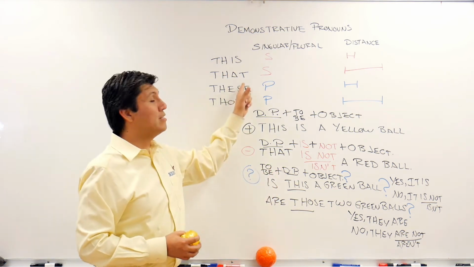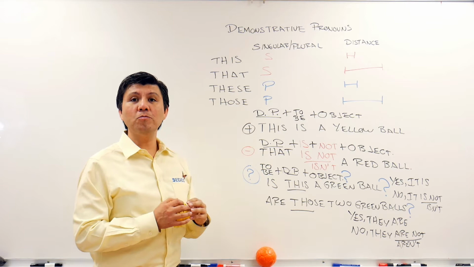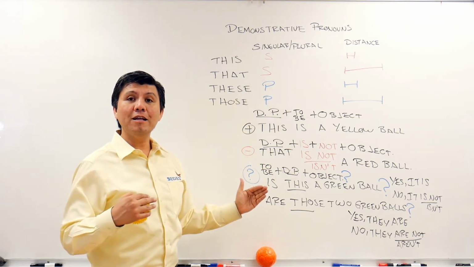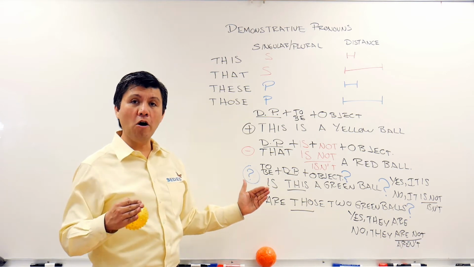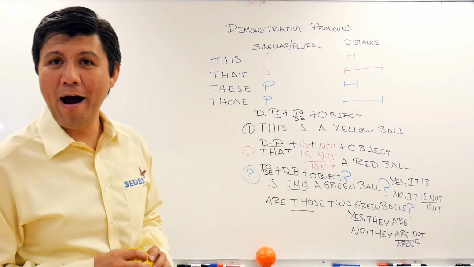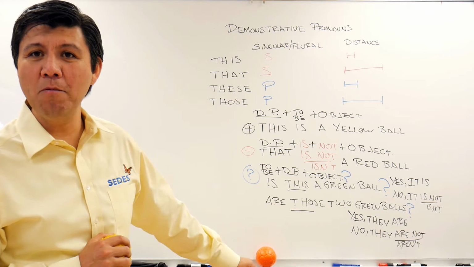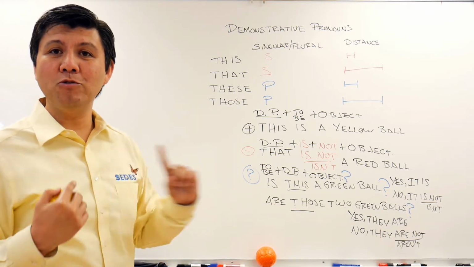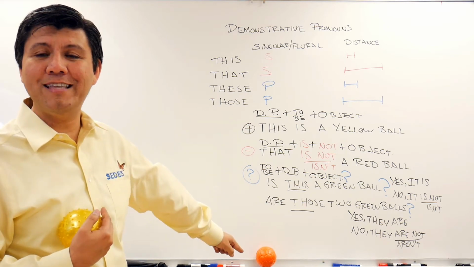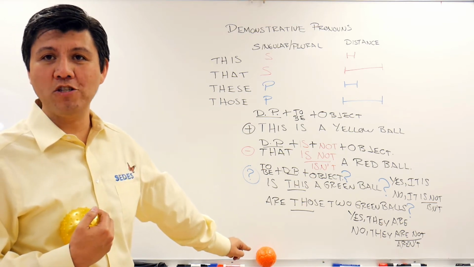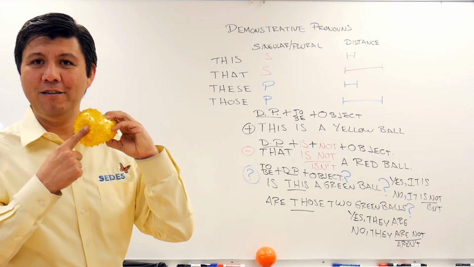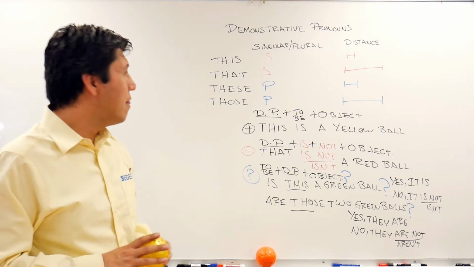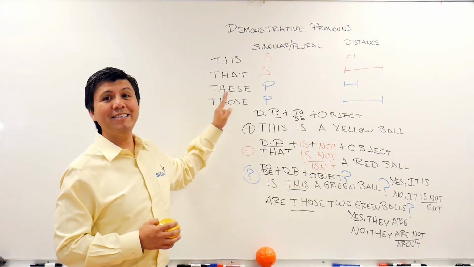Now, let's use that. That is going to be used as well for singular objects that are in a distance that is longer. For example, now I have that is a ball. It's 1, and there is certain distance between the ball and I. So I'm going to say that is an orange ball. This is a ball. That. This. That.